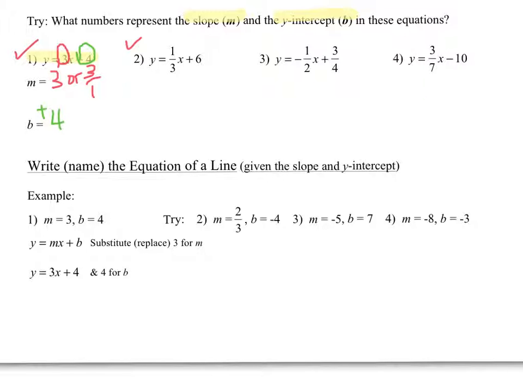In equation number 2, the slope is 1/3, and the y-intercept is plus 6. In equation 3, the slope is negative 1/2, and the y-intercept is plus 3/4. And in equation 4, the slope is 3/7, and the y-intercept is negative 10.